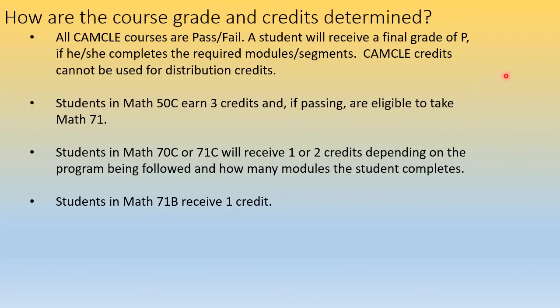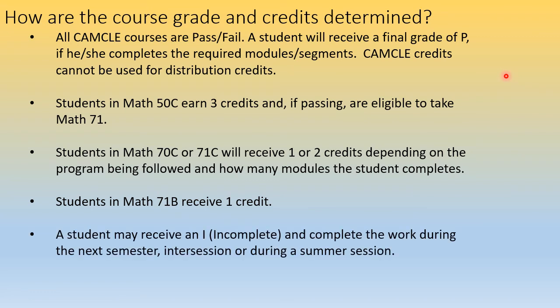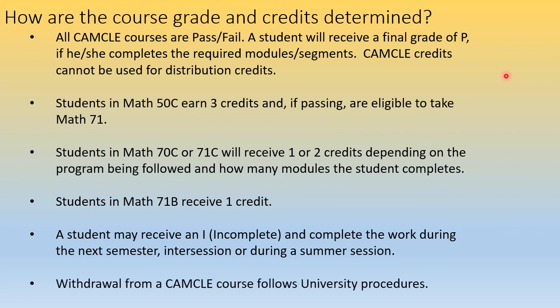Well, every CAMCLE course is pass-fail. You will receive a final grade of P if you complete the required segments. CAMCLE credits cannot be used for distribution credits. Students in Math 50C earn 3 credits and if passing are eligible to take Math 71. If you do not pass Math 50C, you will not have the prerequisite for 71.